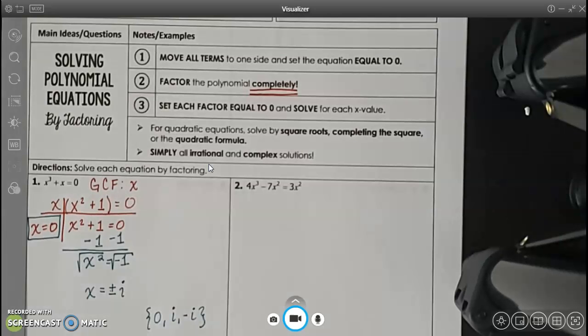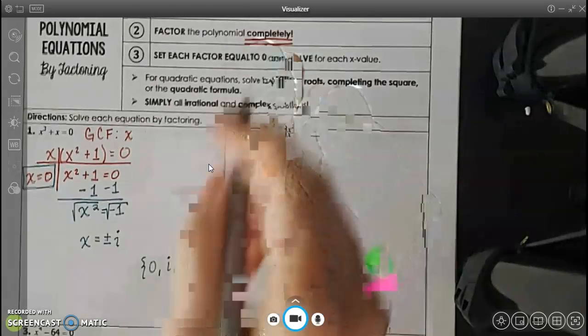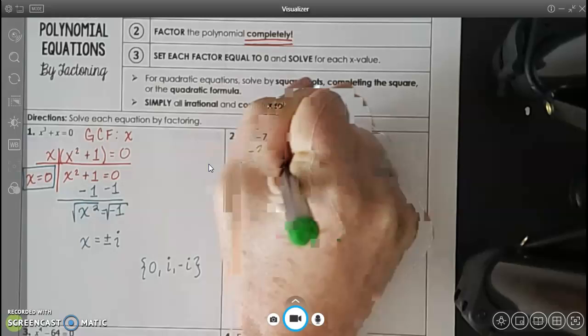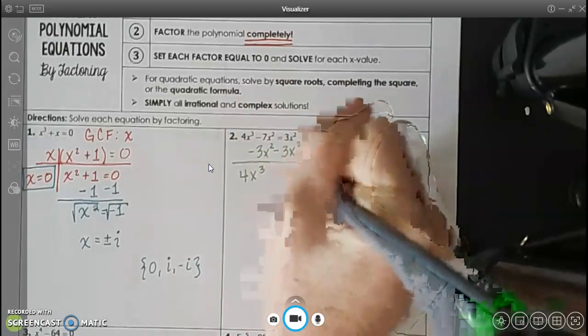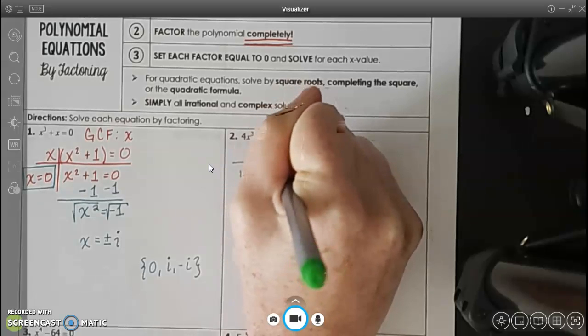Okay. For number 2, what we're going to do is first set it equal to 0. So we need to subtract this 3x squared over, and we get 4x cubed, and -7 minus 3 is -10 x squared is equal to 0. Okay, so from here we will factor.